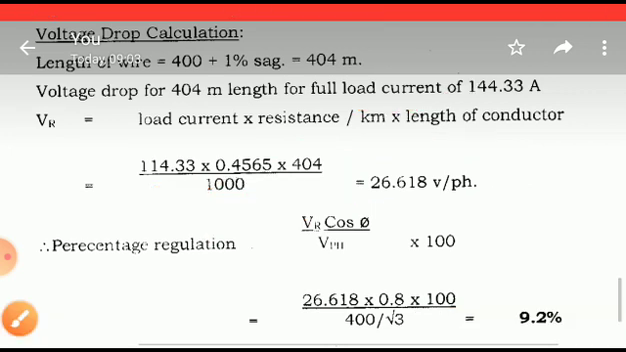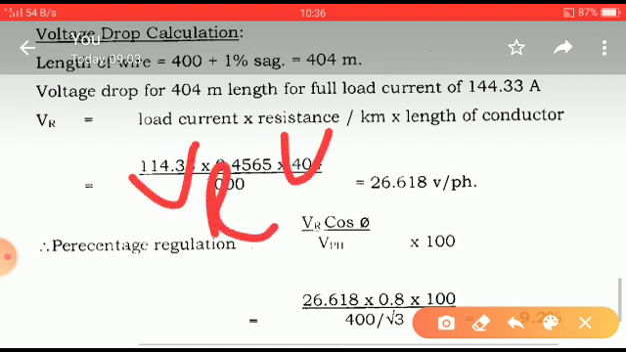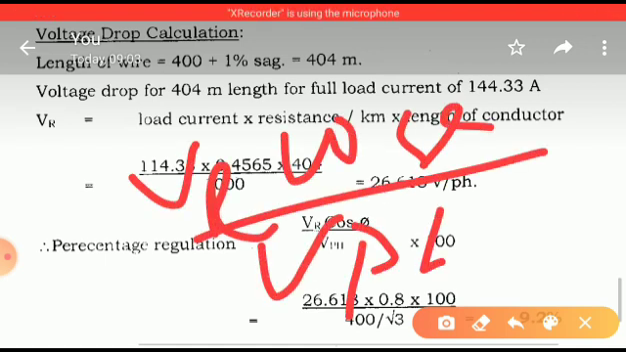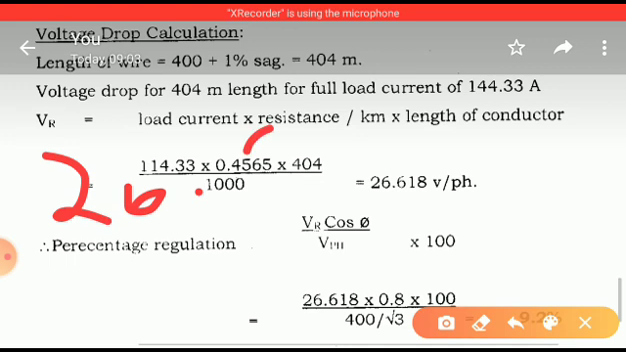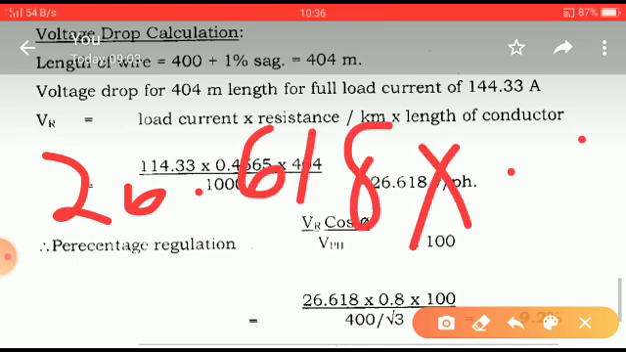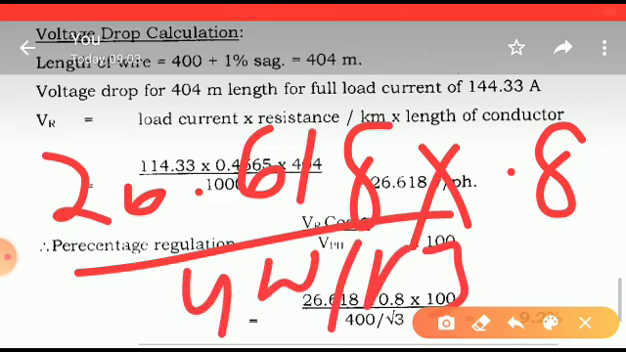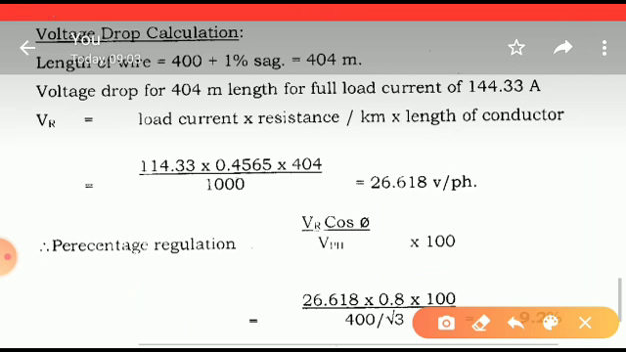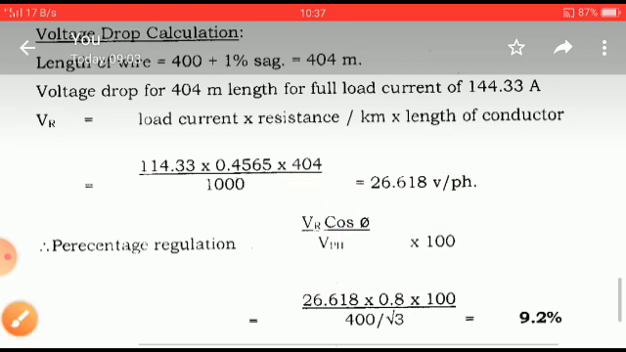This amount is the voltage drop happening per kilometer of the LT line. Next we will calculate the voltage regulation. The formula is VR cos phi by V per phase. VR means the drop voltage, 26.618, into 0.8 cos phi, by V per phase, which is 400 by root 3. Finally we are getting the voltage regulation, which is 9.2.